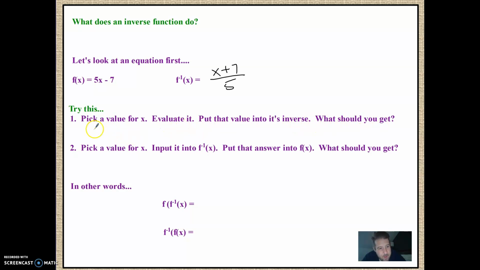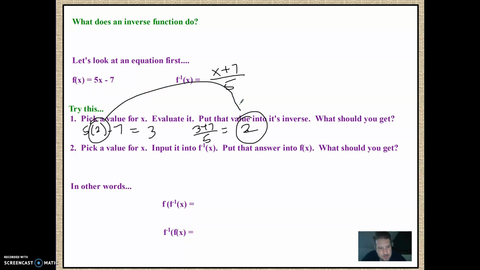What should you get? Well, if I pick a number, it doesn't even matter what the number is. I'm going to pick the number 2. So 5 times 2 minus 7. So this is f of x. 5 times 2 is 10. 10 minus 7 is 3. And then I'm going to take that answer and plug it into my inverse function. So 3 plus 7 is 10. Divided by 5 is 2. Now, it should not surprise you that I'm getting the same number at the end as I started with in the beginning.